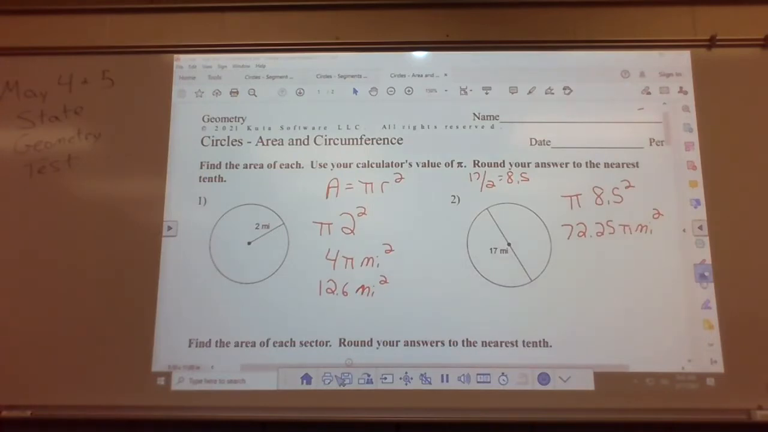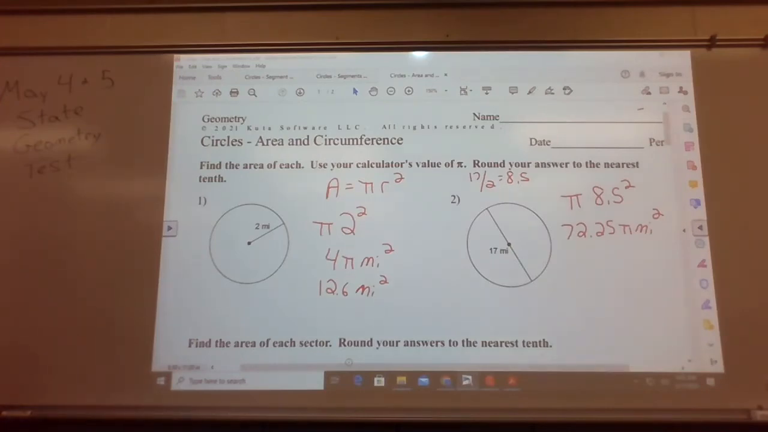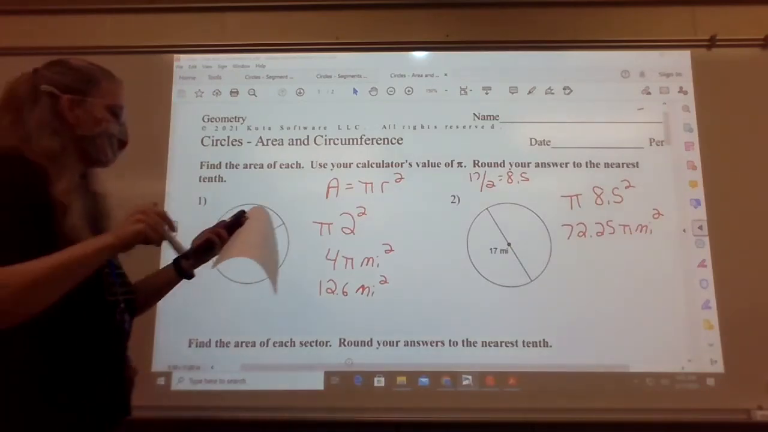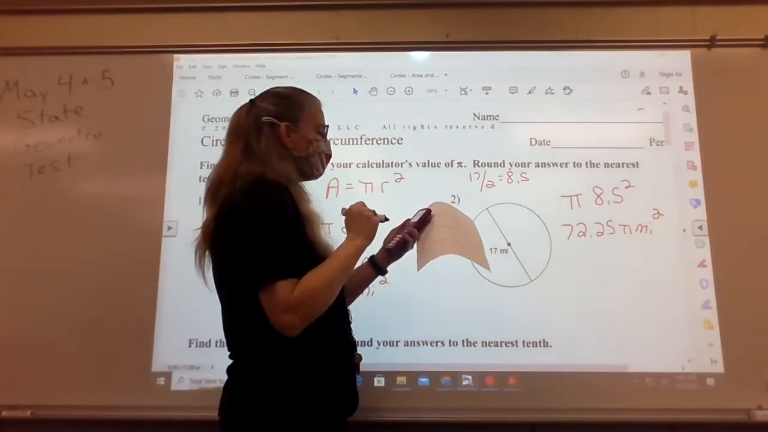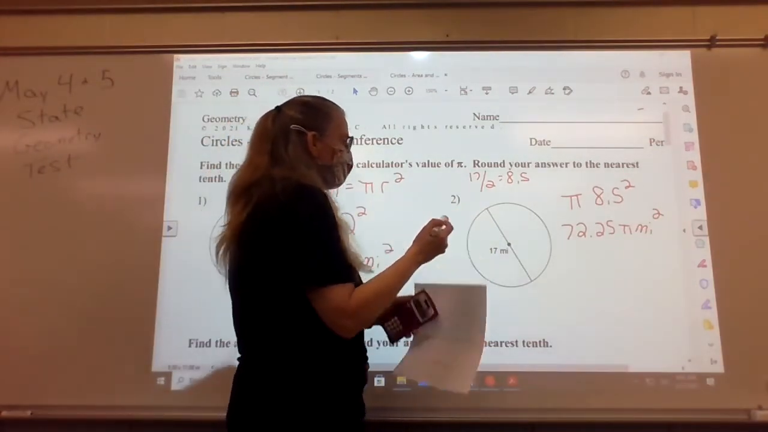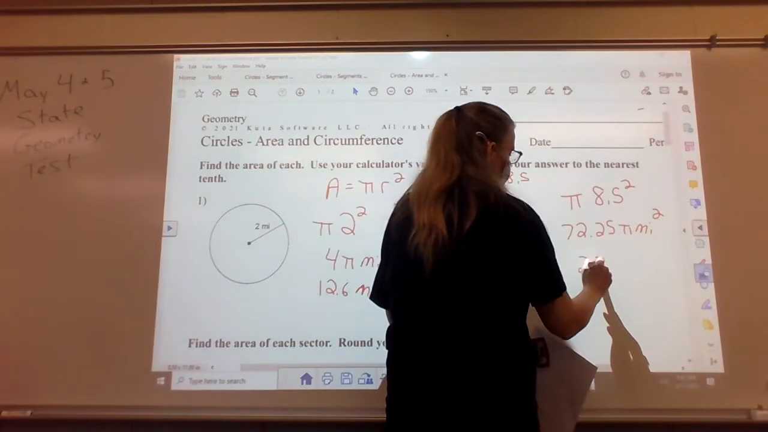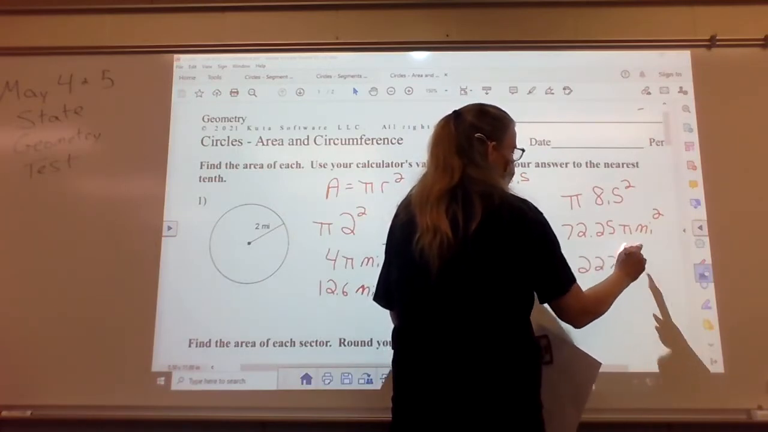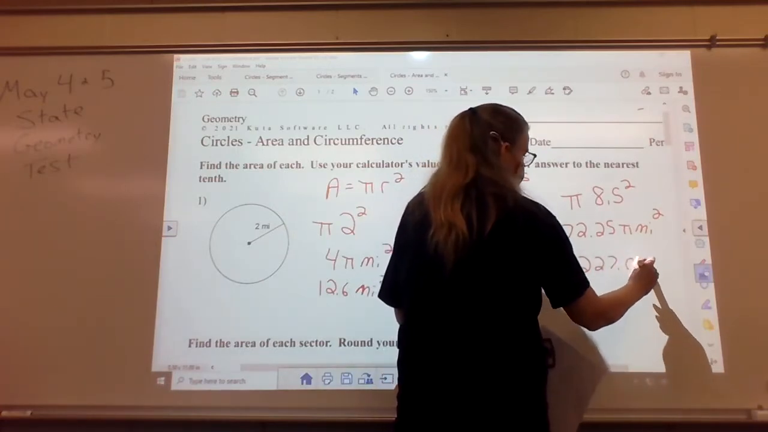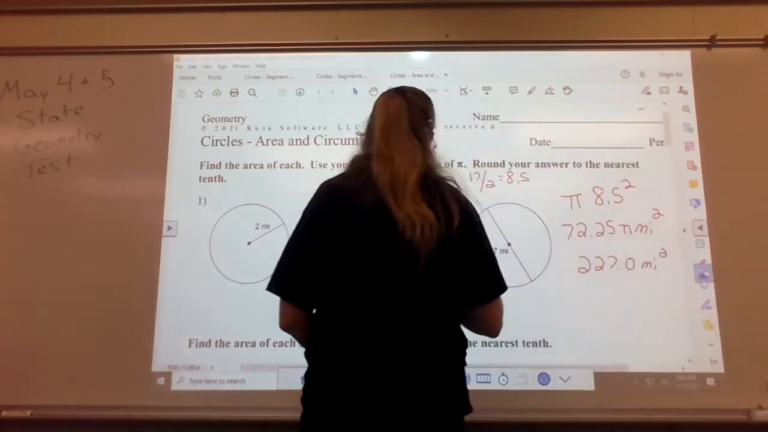Then, like I said, I want to go ahead and get the exact answer, or I should say the answer multiplying out pi. So times pi. I just left the 72.25 in the calculator. It was already there. And I got 226.98. So that's going to round all the way up to 227. Technically, it's 227.0, but if you don't put the .0, that's okay. Miles squared.